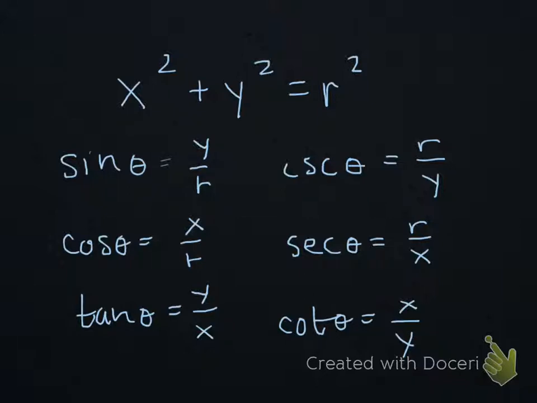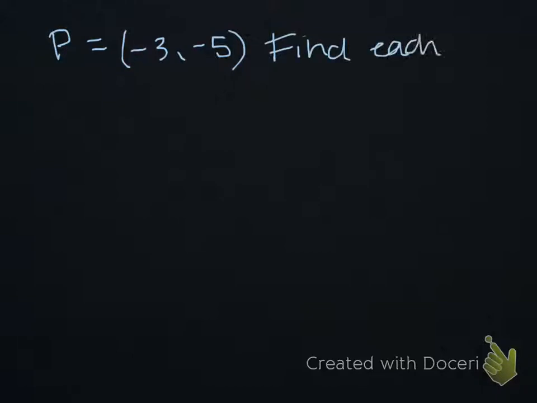So we're going to get right into it. Assuming the point that is given is -3, -5, find each trig function. Notice you have an x and a y, what we don't have is r. So the very first thing we have to calculate is our radius.